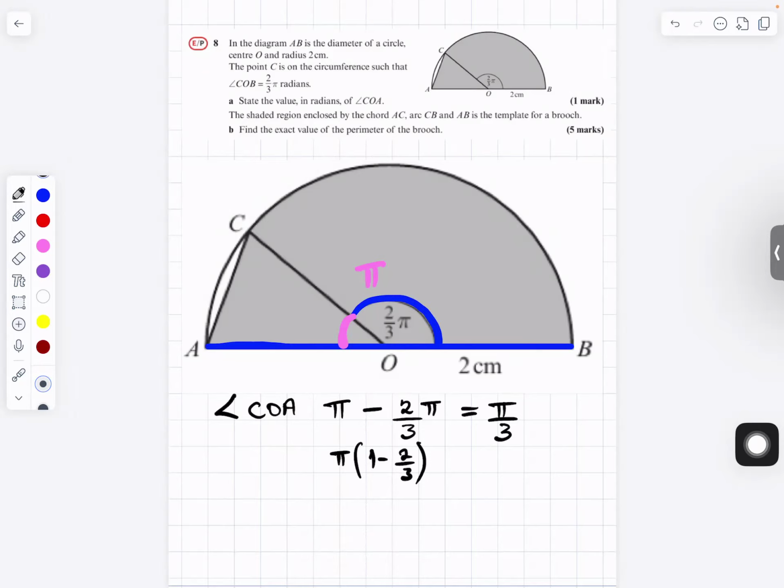The shaded region enclosed by the chord AC. Now, the chord is a straight line joining one part of a circle to another without passing through the center. So this chord is in red. You see the line I put in red there? That's the chord.